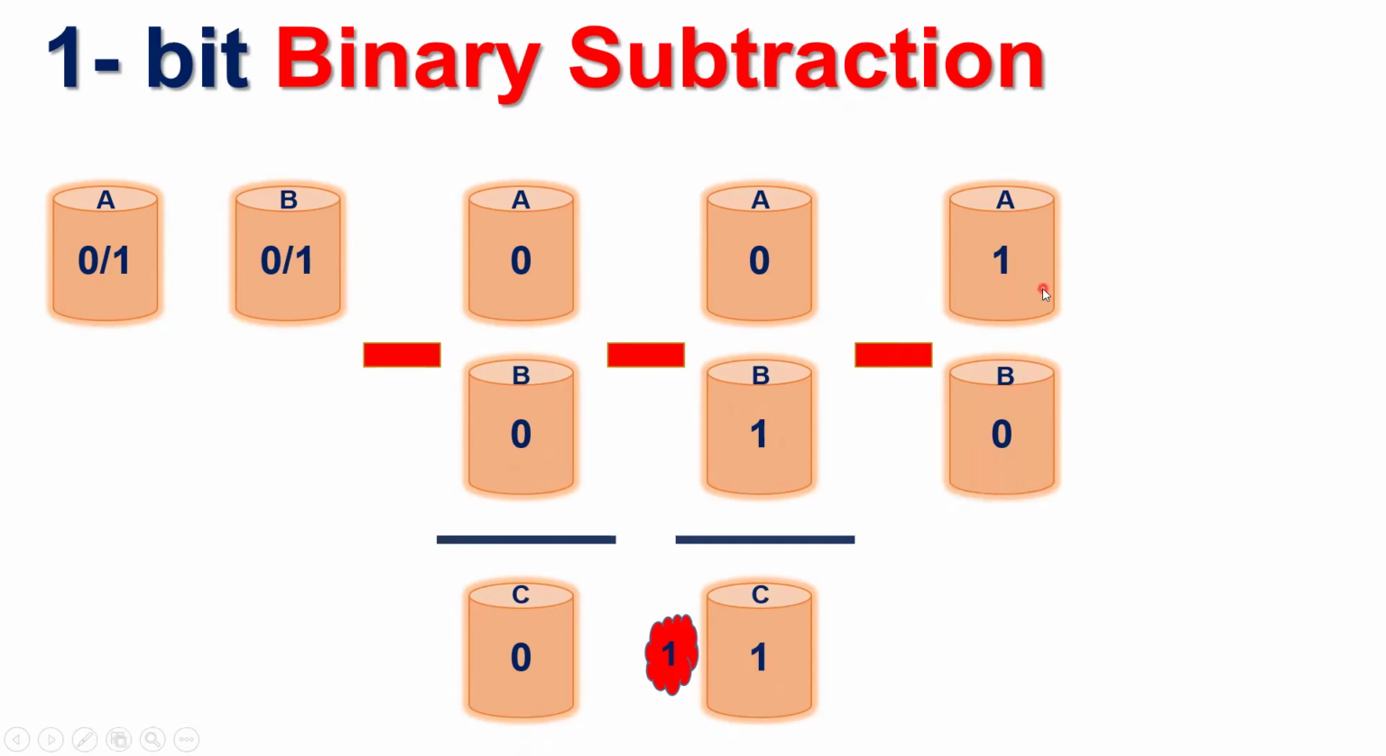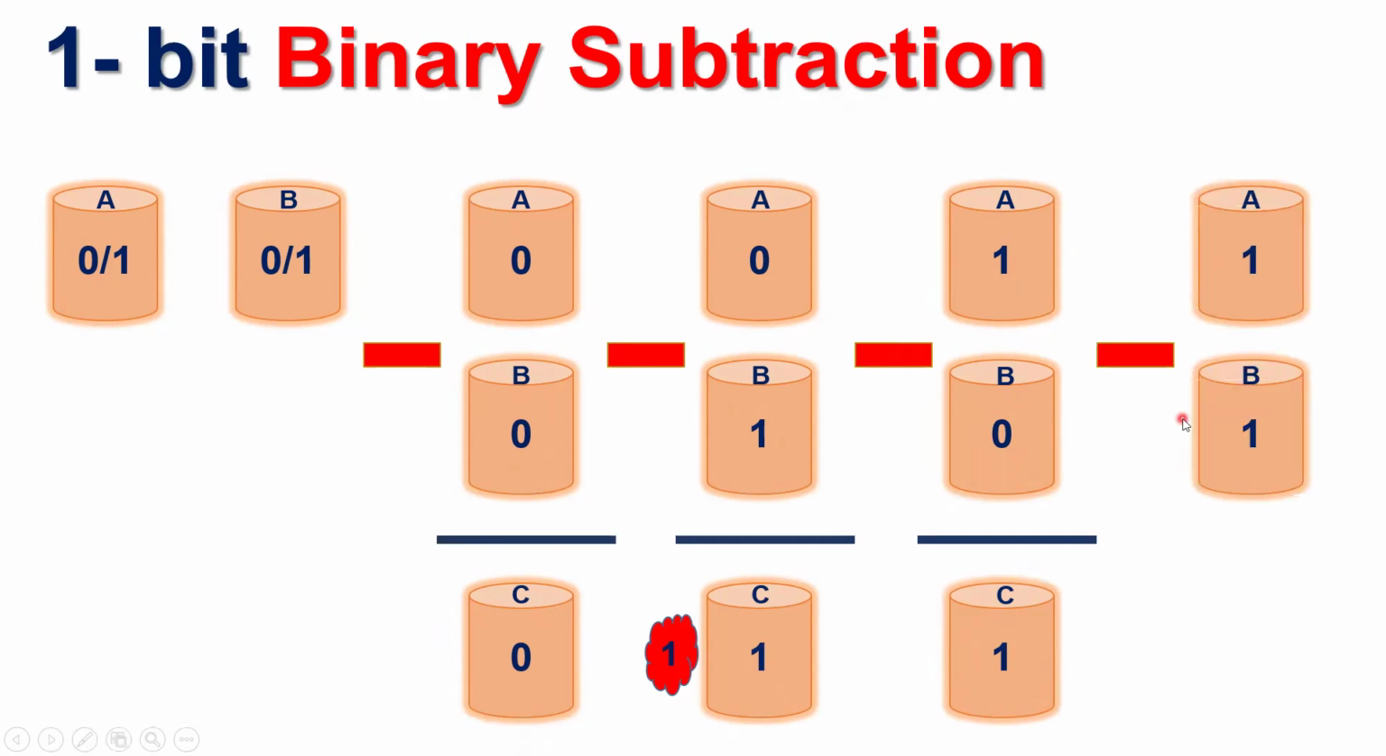Number 3, you have A equal to 1 and B equal to 0. So in binary, 1 minus 0, answer is C is equal to 1. You do not have borrow. Therefore, borrow here is equal to 0. Similarly, the borrow here is equal to 0.